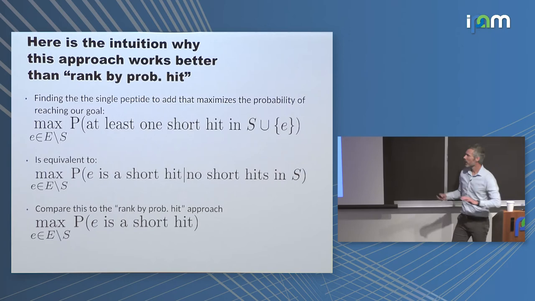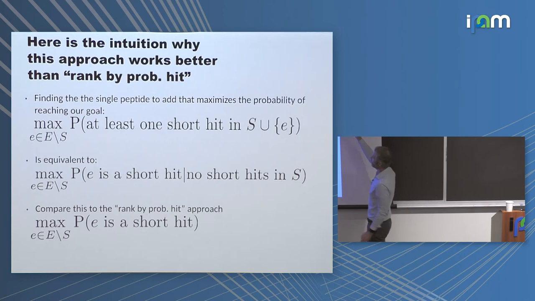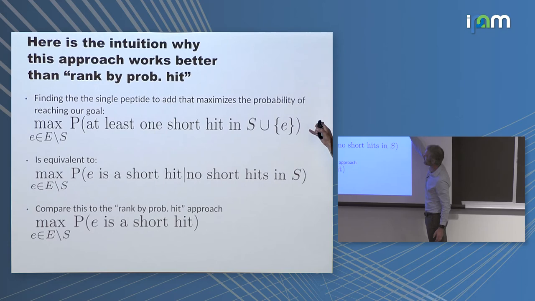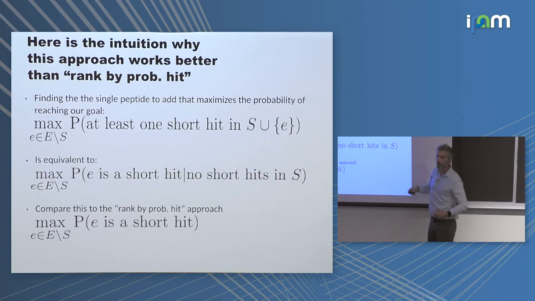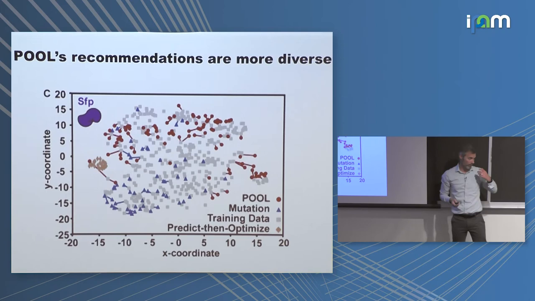I've talked about this before, but here's the intuition for why this works. What I just argued is that doing the greedy step, where I find the peptide to add that maximizes this, is equivalent to finding the peptide to add that maximizes the probability of being a hit, given that there are no short hits in S. You can compare this to the classical naive rank-by-probability-of-a-hit approach, which doesn't do this conditioning. What this conditioning does is, as you were saying, force you away from the previously recommended peptides and create a more diverse set.